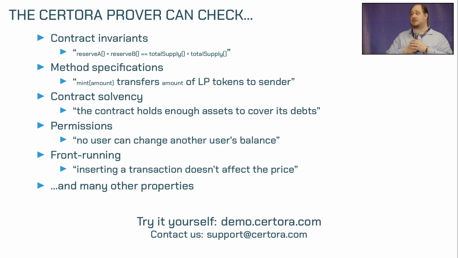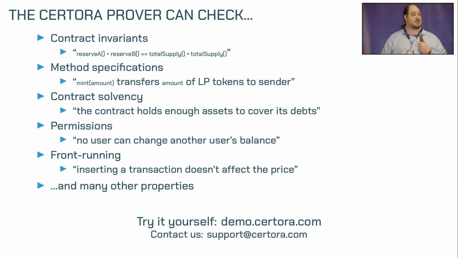The CERTORA prover can check a lot of different things. So I showed you an invariant. You can also write down method specifications. If you're writing a smart contract, you probably put some comments that say, this method transfers 10 X tokens to whatever. You can actually write a rule that checks that the method does what you say.